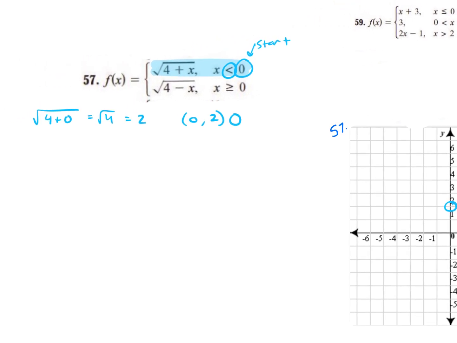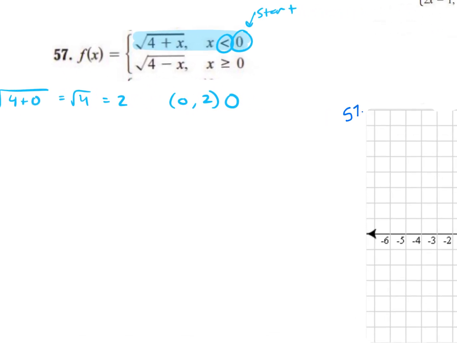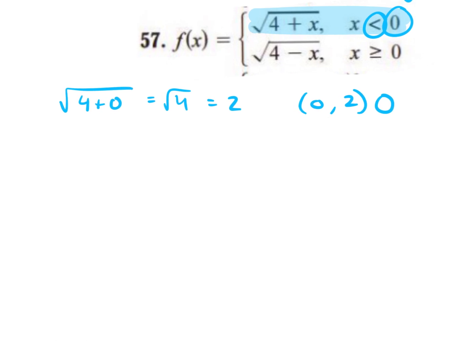Now we need another point here to give us direction. I don't know where my graph goes from here, so I need to plug in a number to give us an idea. What's a number that I could plug in for x that is less than 0? Negative 2. That works. May not be the best, and I'll show you why, but let's plug in negative 2. So we have 4 minus 2, which is the square root of 2. What's the square root of 2? Can't simplify.